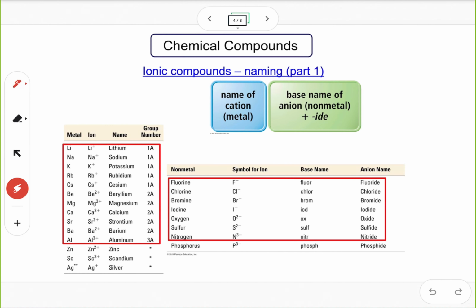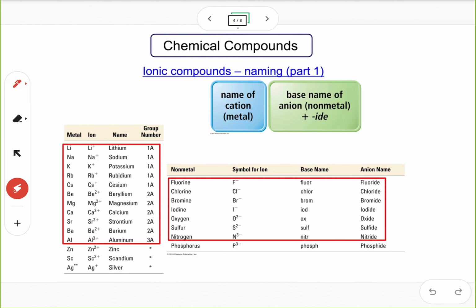Lithium, sodium, potassium, rubidium, cesium, these are from group 1. Beryllium, magnesium, calcium, strontium, and barium, these are from group 2. And aluminum, group 3. Okay, so you can see that because of either the duet rule or octet rule, all of them lose electrons, either 1, 2, or 3, to satisfy either the octet rule or duet rule.